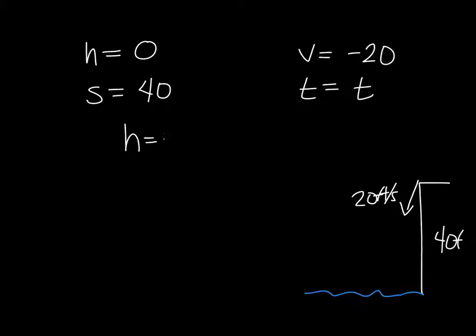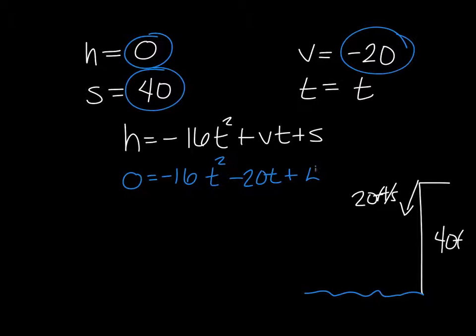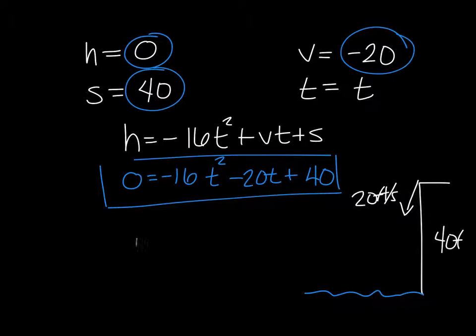Again, h equals negative 16t squared plus vt plus s. H is 0, so we're plugging in what we know. We don't know t, so we'll leave the t there. V is negative 20, so minus 20t, plus s, which is 40. Once again, we use the quadratic formula to answer it. Again, you'll get a positive and negative answer. Ignore the negative answer because you're not going to go back in time with that stone. Just use your positive answer.